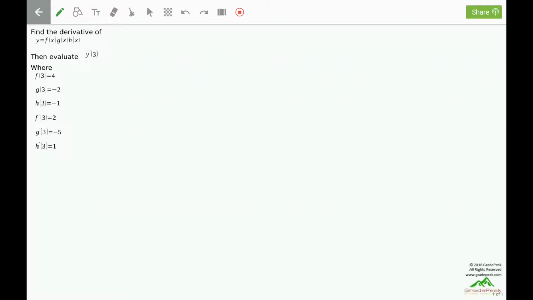Find the derivative of y equals f of x times g of x times h of x. Then evaluate y prime of 3, where we have that information. Now, y here is the product of 3 functions, all of them unknown. F of x times g of x times h of x.